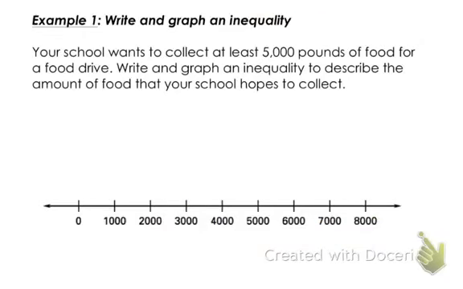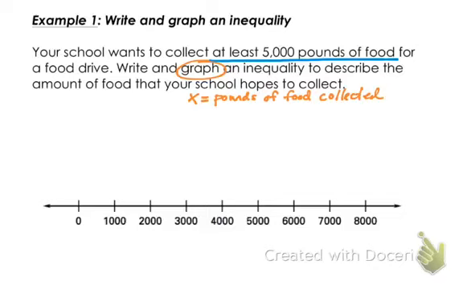So in example 1, we're going to write and graph an inequality. Your school wants to collect at least 5,000 pounds of food for a food drive. We have to write and graph our inequality. So the first thing that we want to do is define our variables. So we want to say that our x, some random letter, is going to represent the pounds of food that we collect.